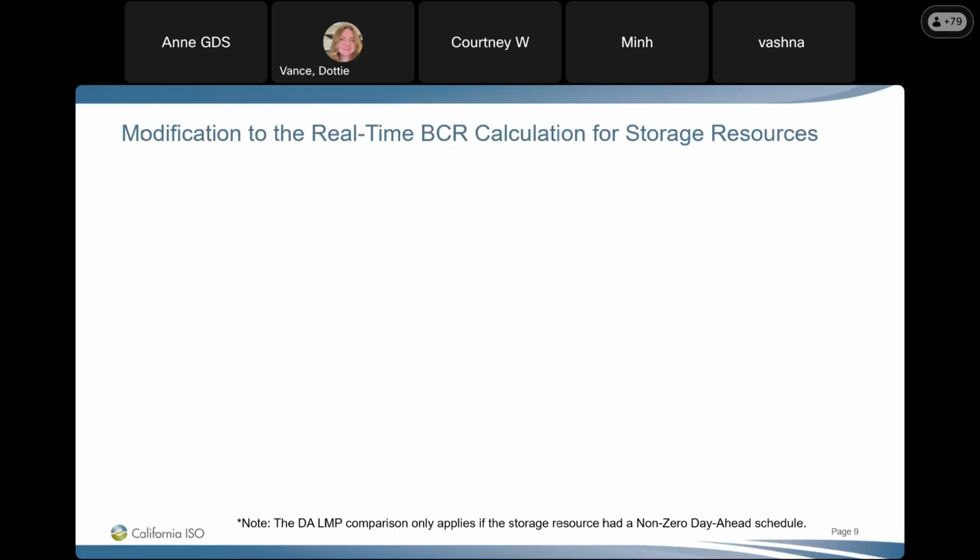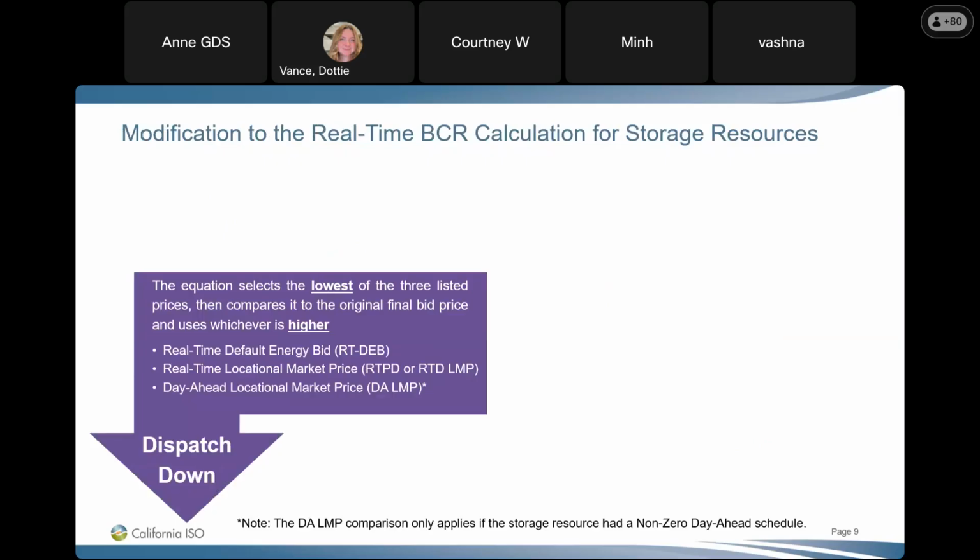Okay, so the thing we're here to talk about today is really that modification to the real-time BCR calculation for storage resources. So we're going to be addressing this differently, and there's that modification that I want to make sure that everyone is aware of and what that looks like, and we'll go through some examples here in just a moment. The examples that I'll be going through with you are dispatch down and dispatch up.